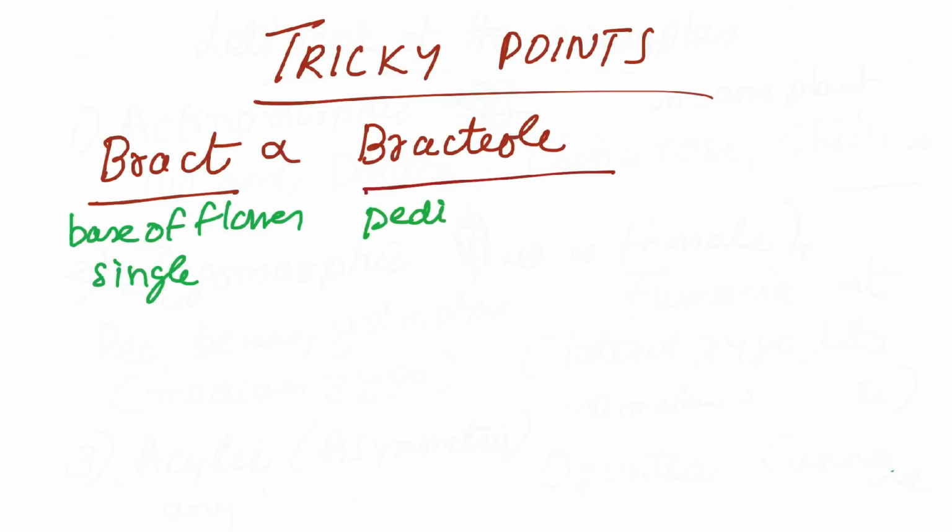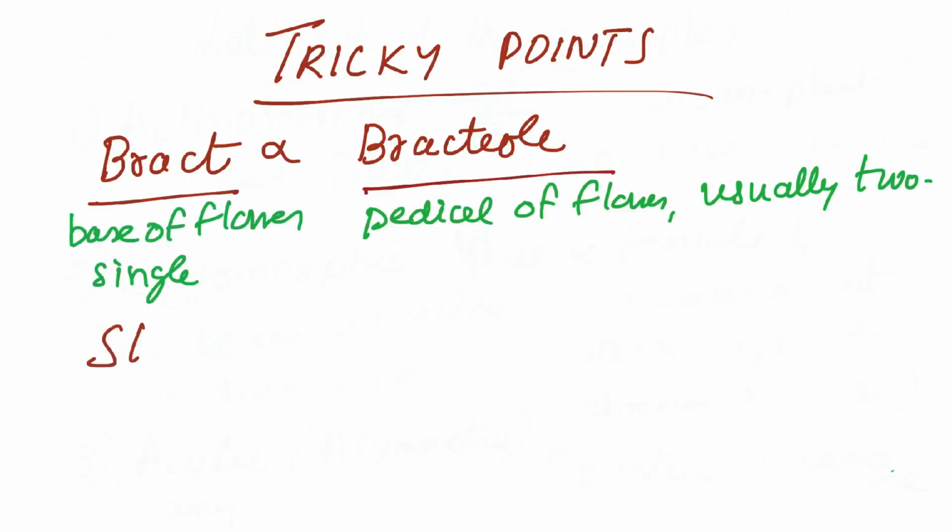So bract is basically at the base of the flower. Bracteole is in the pedicel of the flower, and bract is usually single, whereas usually two bracteoles are present.